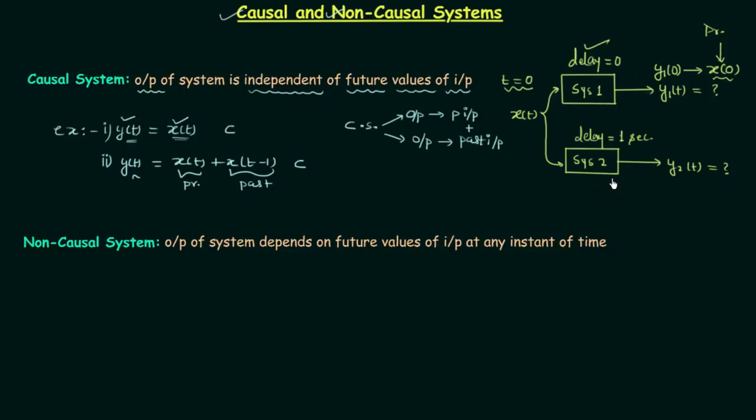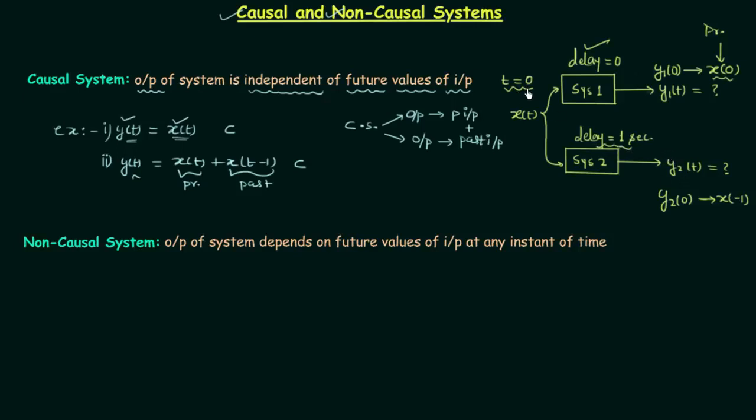Now let's move to system number 2. Here delay is equal to 1 second, and you are providing signal x(0) when t is equal to 0. The input signal is x(0). So output y2(t) will be y2(0), and it will depend on x(-1) because there is a delay of 1 second.